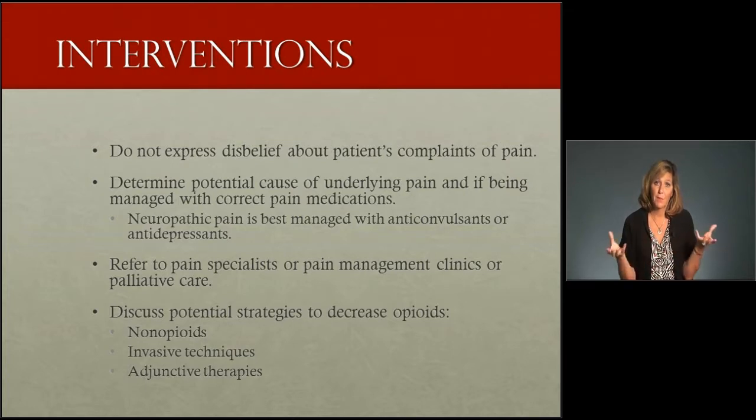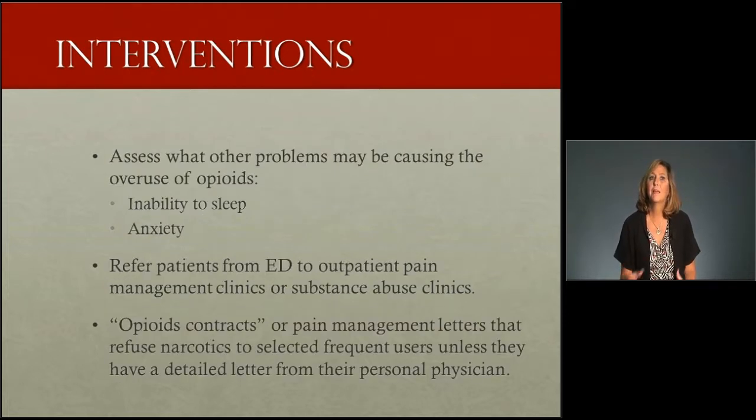If you have them coming in with these large prescriptions and numbers, use some non-opioids. Use some invasive options like joint injections and spine stimulators. Use some adjunctive therapies like your anticonvulsants, antidepressants, caffeine. Again, depending upon what the underlying disease process is. Assess what other problems may be causing the overuse of their opioids.